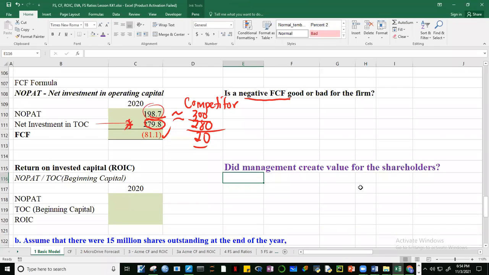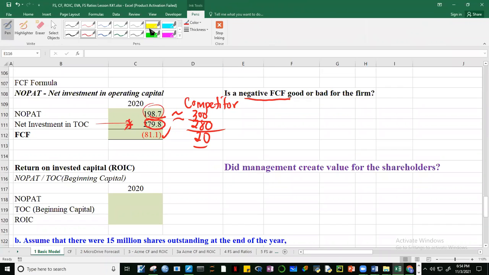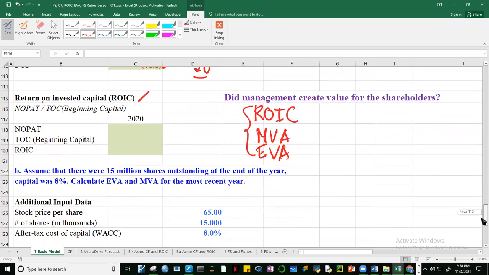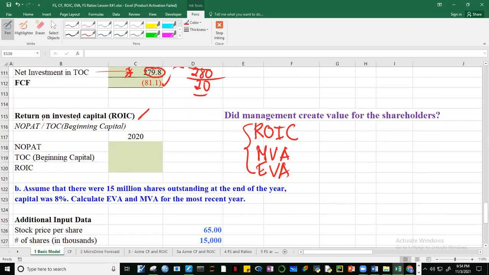Good thing, guys, we can answer this question using some metrics. The metrics that we're going to use to measure this is ROIC, return on invested capital. We can also make use of MVA, market value added, and EVA, economic value added. So these are the three measures that we're going to look into in the next 30 minutes, and that will end our session for today. First is ROIC, return on invested capital.